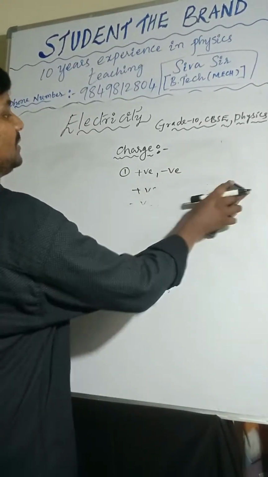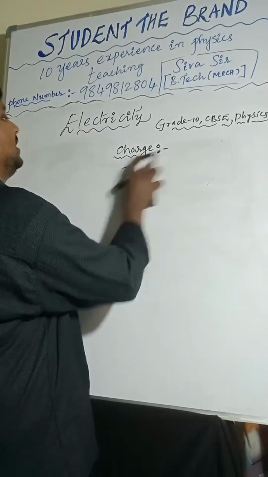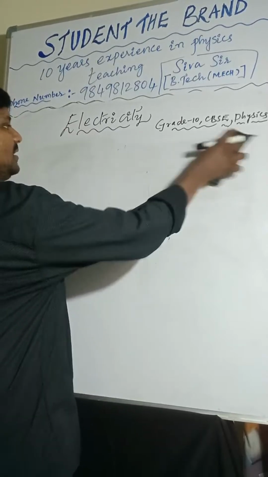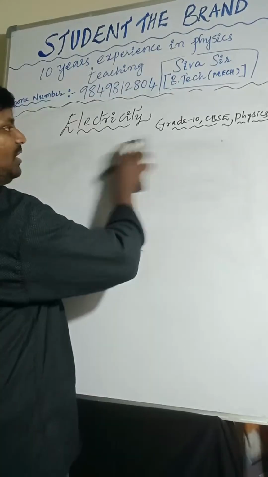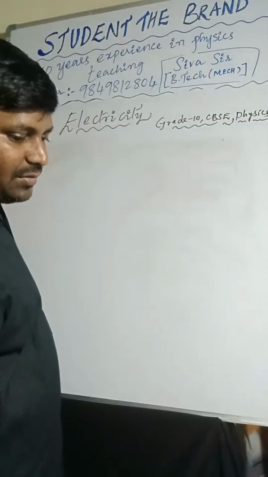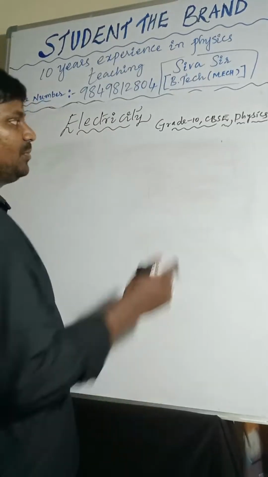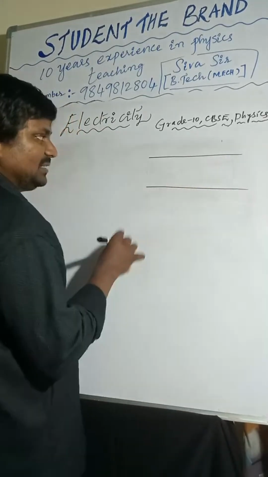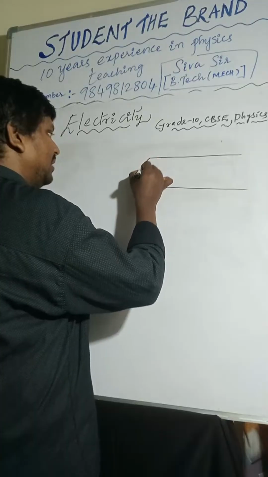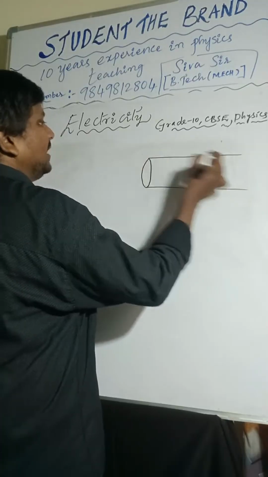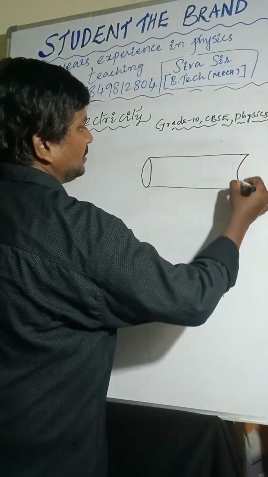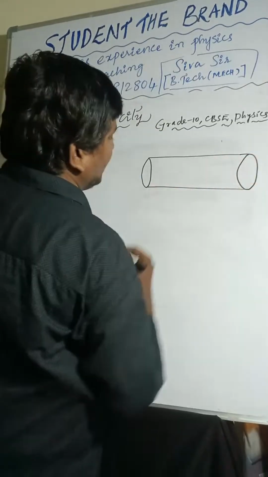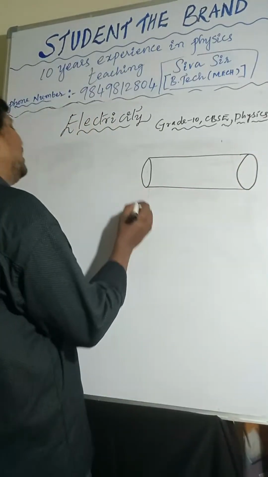Next, see, if the charge is moving inside of the conductor, will only one or two charges move? No. There are many charges that will move inside of the conductor. Many charges. So I'm considering here that charges will move.